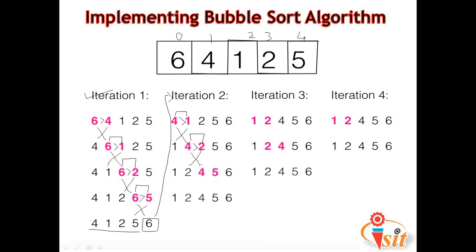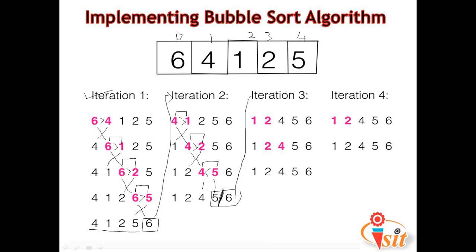Now we'll go for the next, that is 4 and 5. So the first element is 4, the second element is 5. Both we need to compare. In that case, the first element is less than the second element. So there is no need to do the change. And 6 is already swapped. So now here the second largest element comes here. That is 5 and 6.